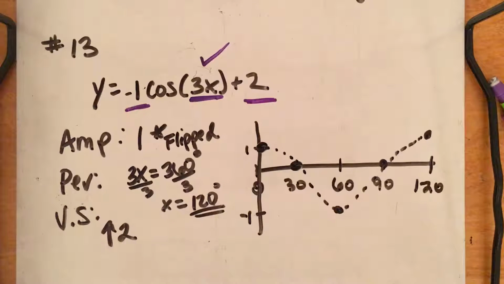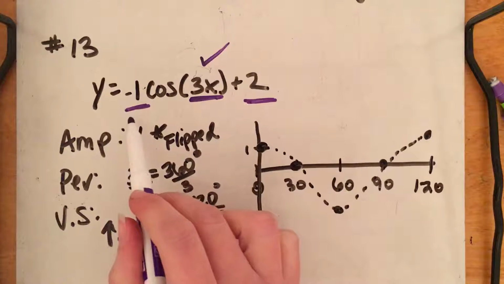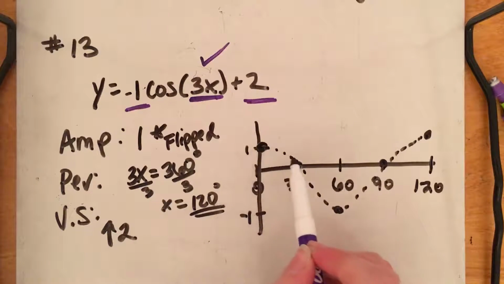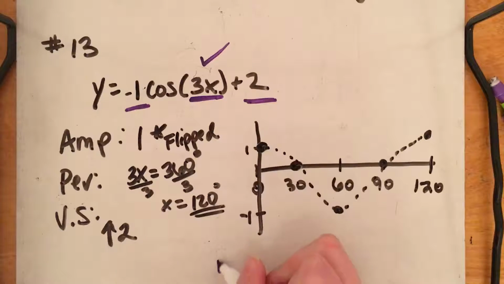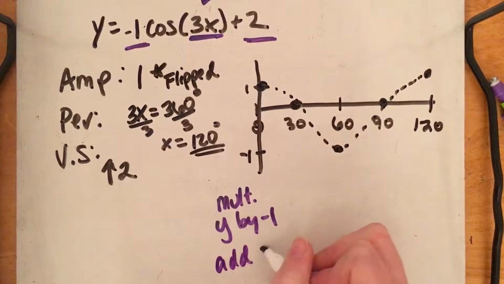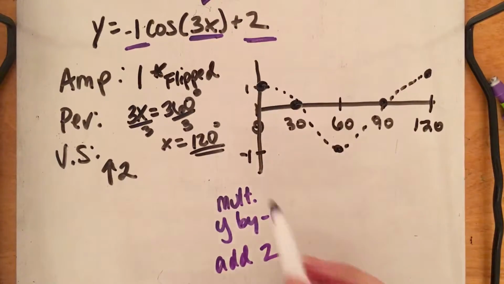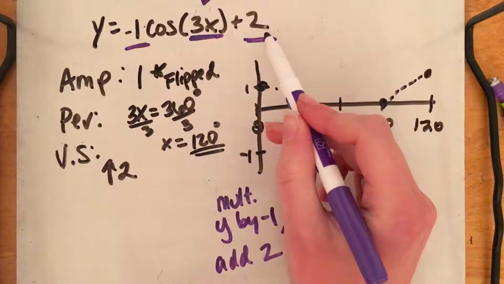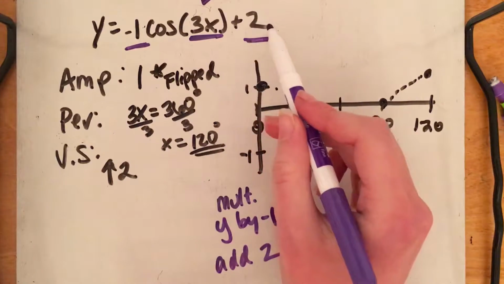So we're going to do the amplitude first, and then the vertical shift, all in the same process, but thinking about this one first. So this -1, we're going to multiply all the y values times -1. Multiply y by -1. Then we're going to add 2 to everything, because that's my shift up. So multiplying with the amplitude and then adding, because this is positive. If it said -2, we would take away 2.